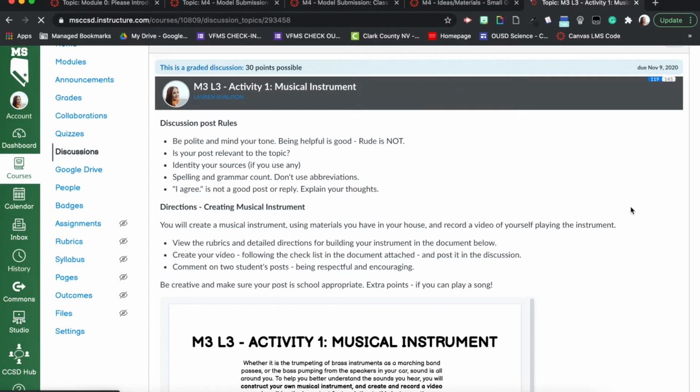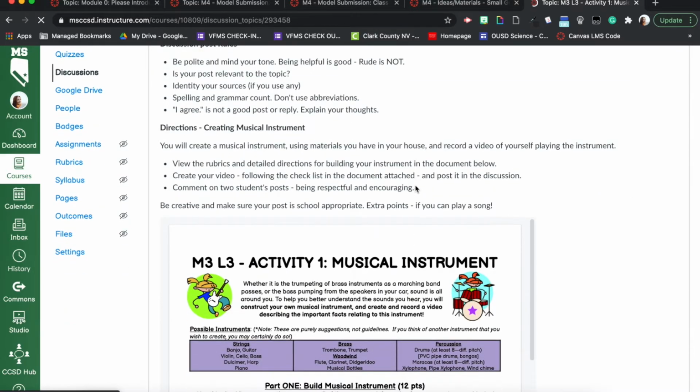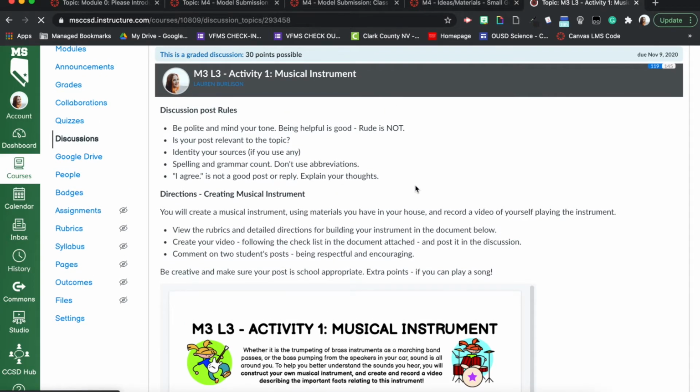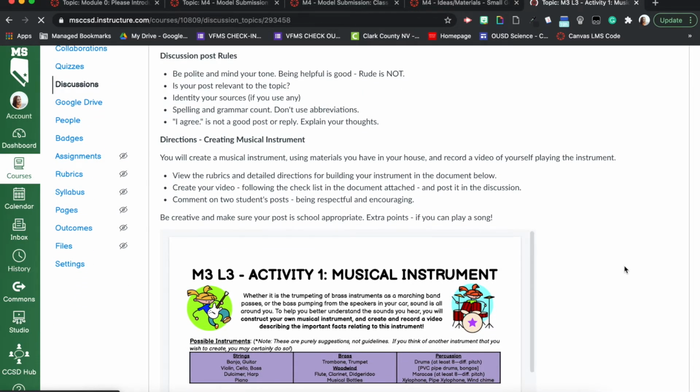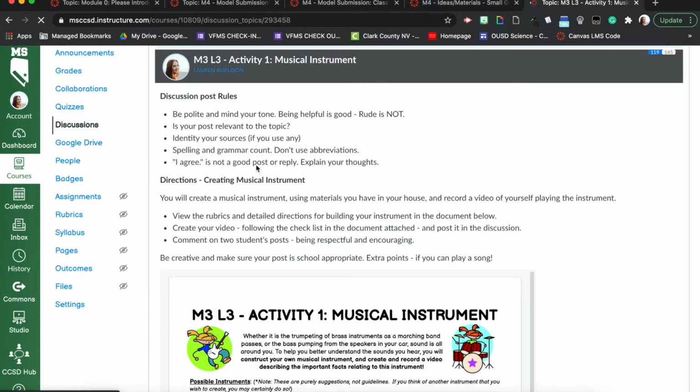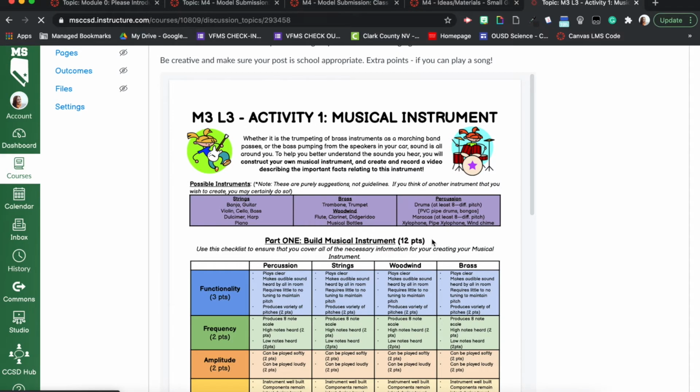All right, so here's the last example that I'm going to show you because this one required a media upload. They had to record a video of themselves. This assignment was they had to create an instrument. We were on the topic of waves, and they had to create an instrument demonstrating sound waves. Right here, I had the basic directions, and then I actually embedded a Google Doc that had more information.